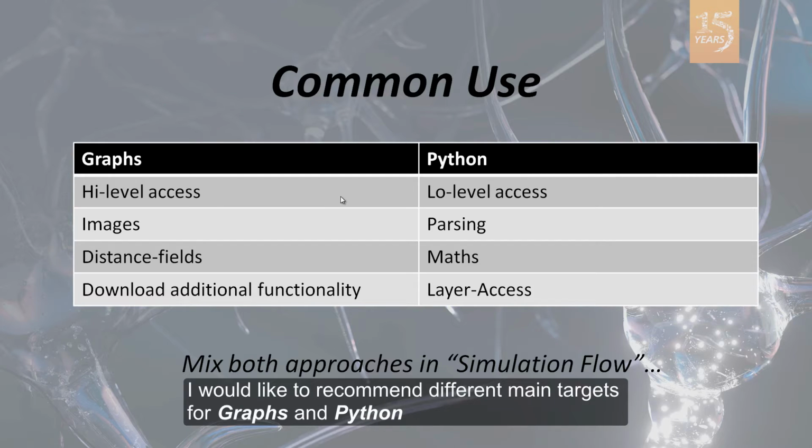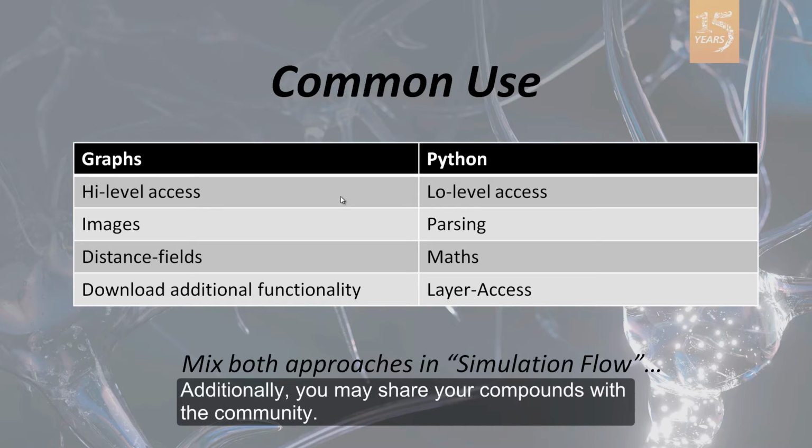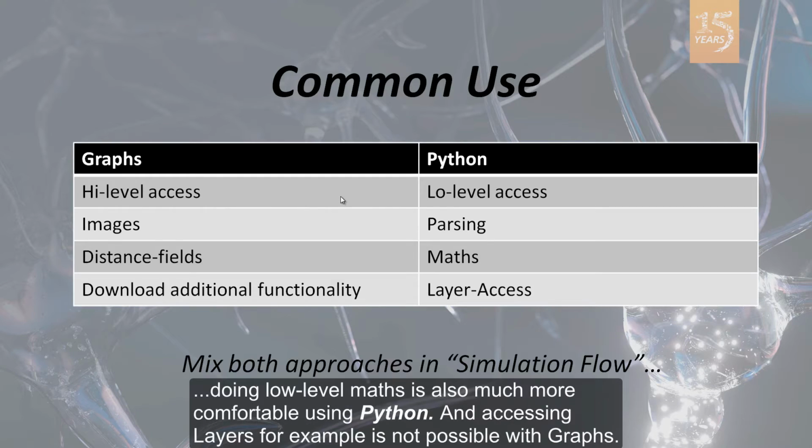Well, I would recommend different main aims for graphs and Python. So I already mentioned with graphs, we got the high-level access, and we got a lot of nodes working on images, for instance, distance fields, and you can download additional functionality and even upload your own compounds to share them with the community. And in Python, we got low-level access. Python is well made for parsing, writing your own exporter-importer functions. Doing low-level math is also much more comfortable using Python. And accessing layers, for example, is at the moment not possible within graph nodes.